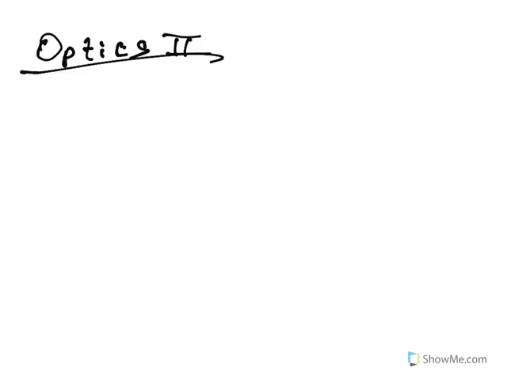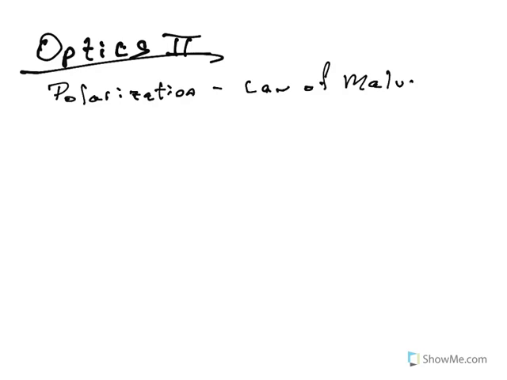All right, so last time we started into optics and learned about polarization. And we talked about the law of Malus. The law of Malus says that the intensity of light which makes it through a polarizer is given by the original starting intensity of the light times the square of the cosine of the angle between the incoming light and the polarizing angle.